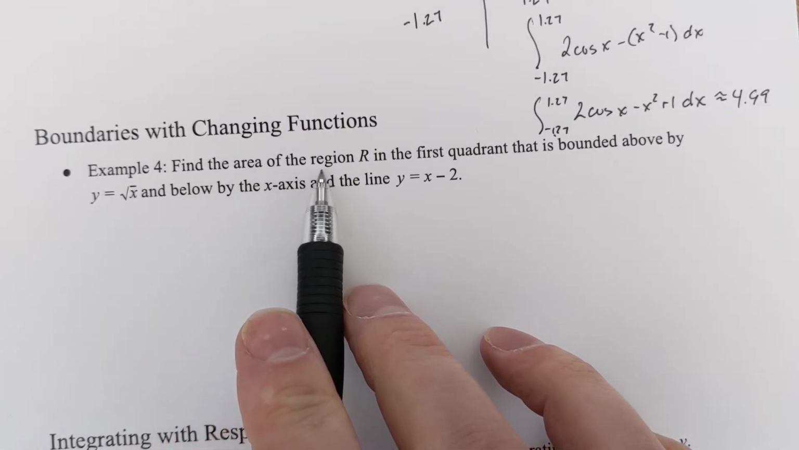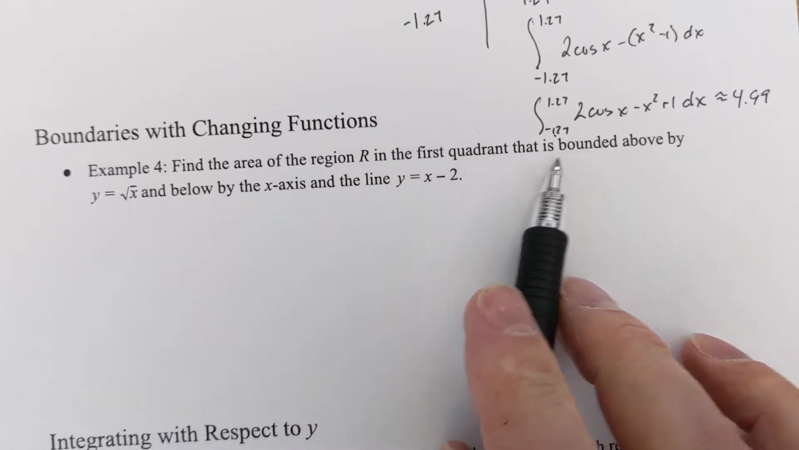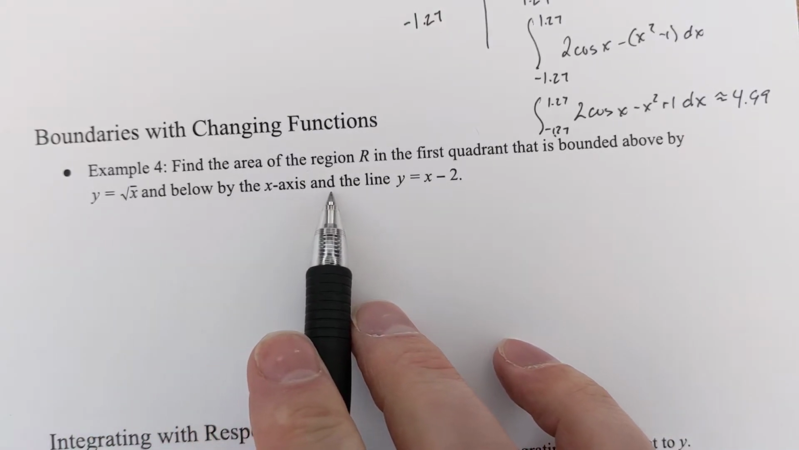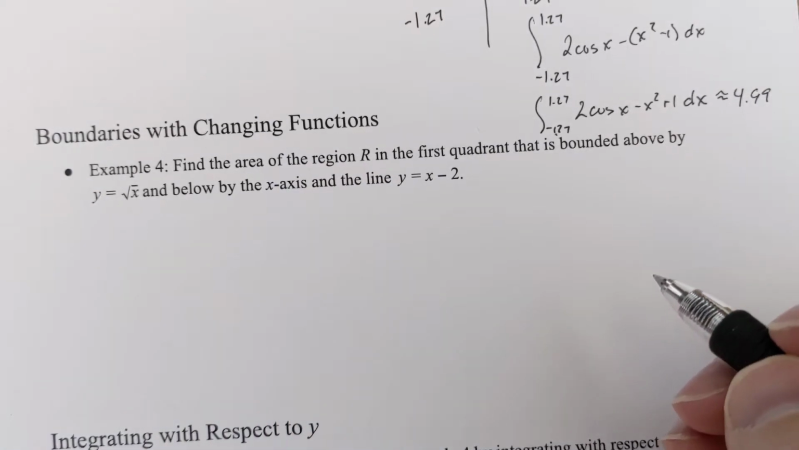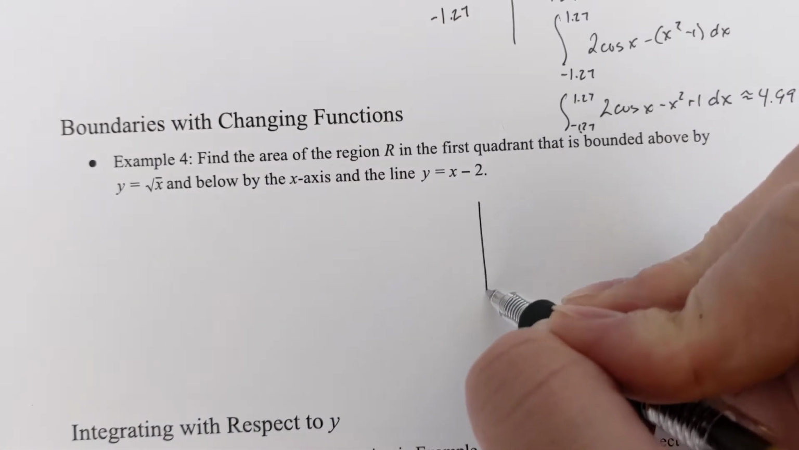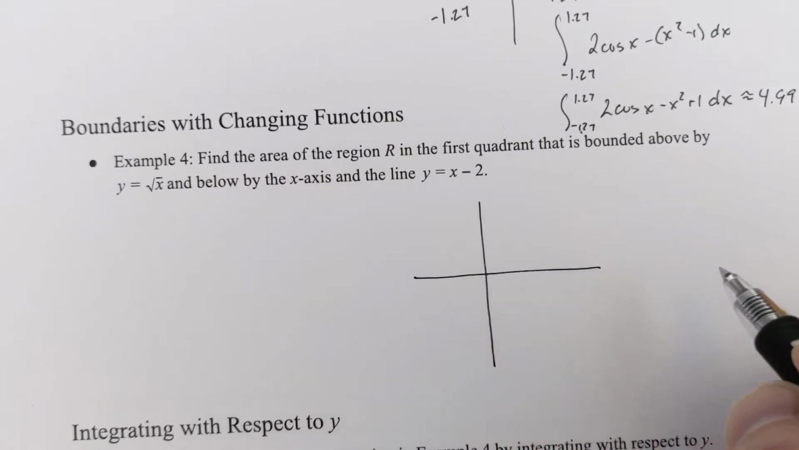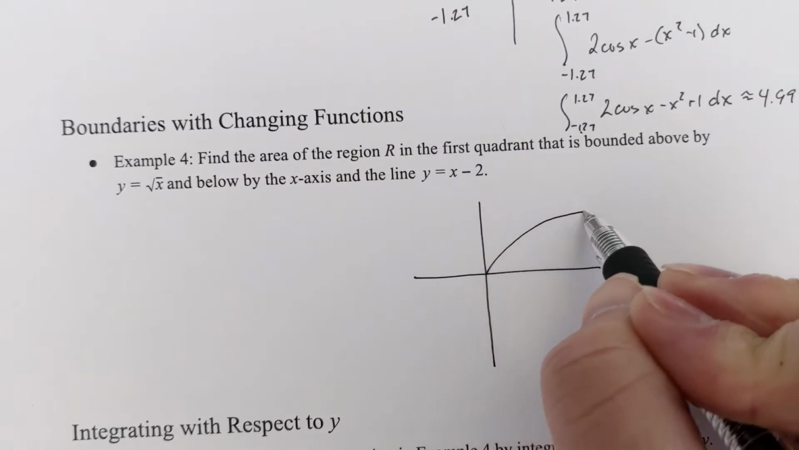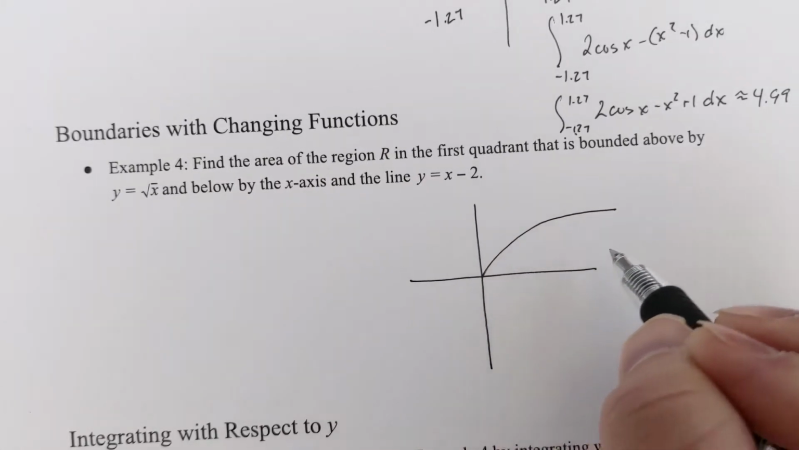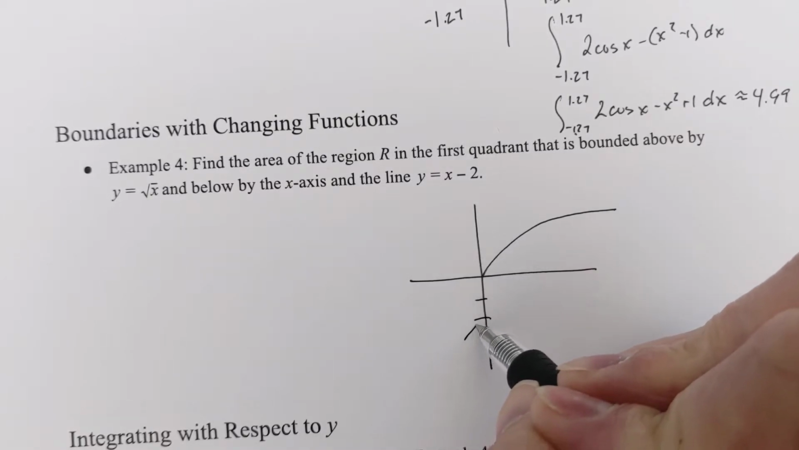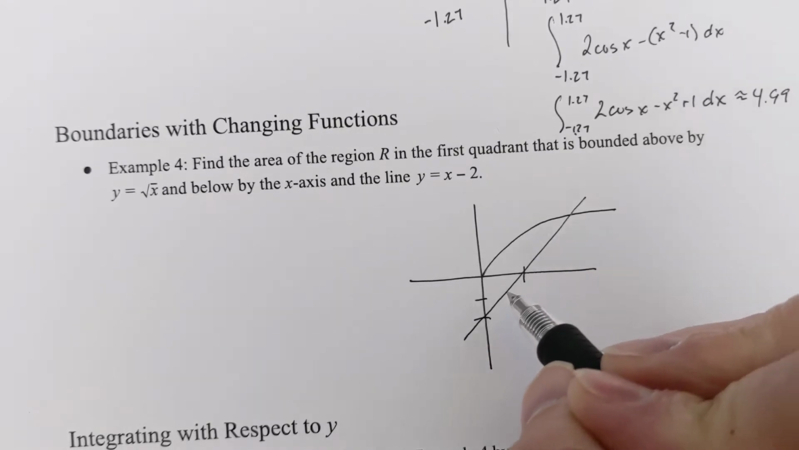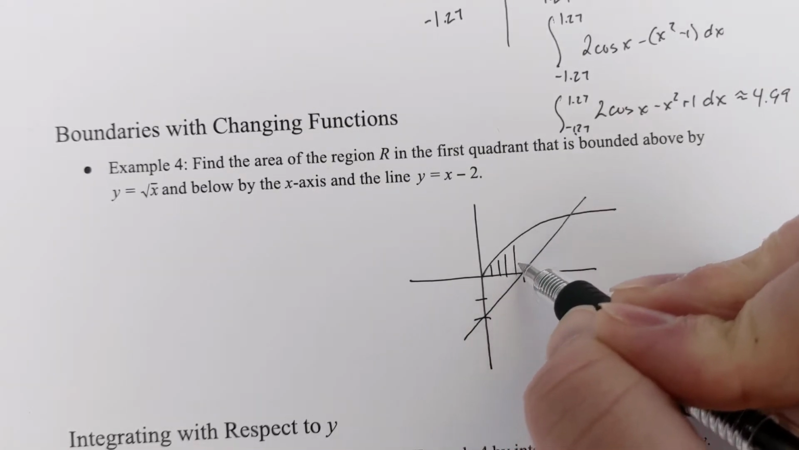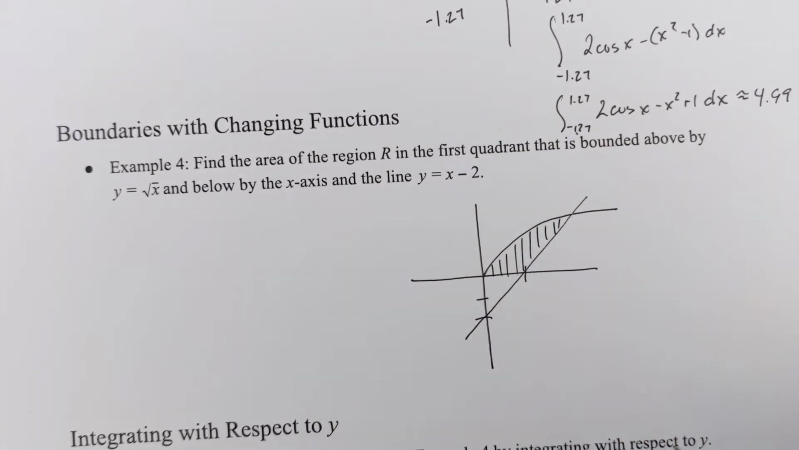So find the area of the region R in the first quadrant that is bounded above by this and below by the x-axis and the line y equals x minus 2. If you look at our graph, y equals root x does something like this. The line x minus 2 does something like this, crossing at positive 2. So we're looking at just this area.